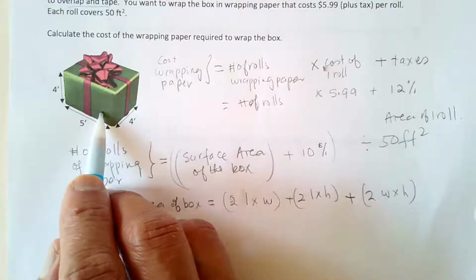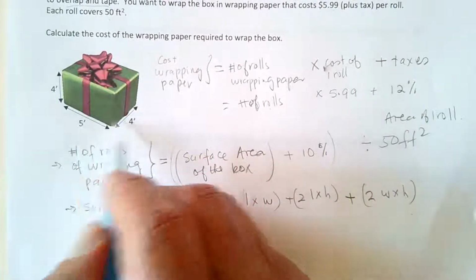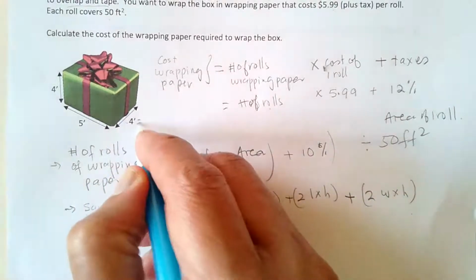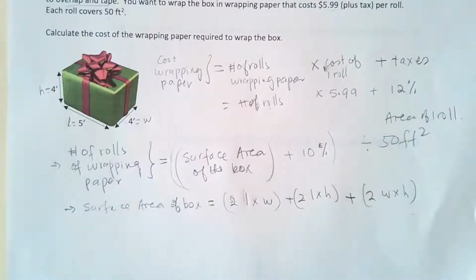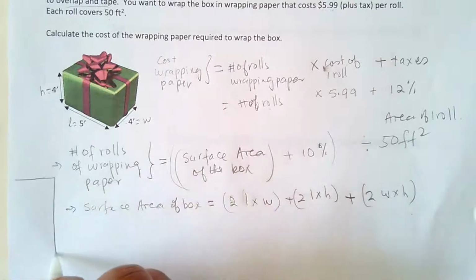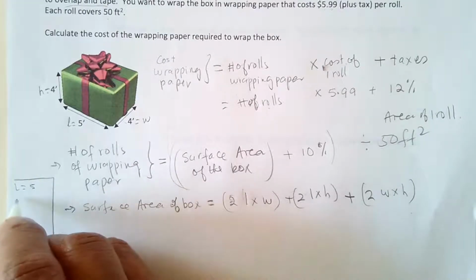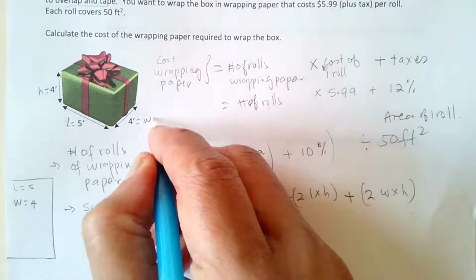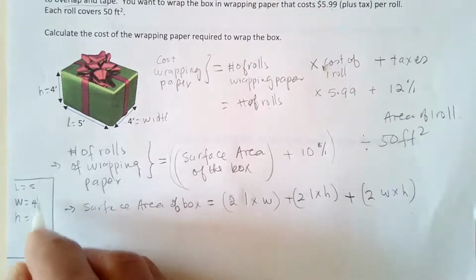Now we need to label. So we have the width, length, and height. So this is our width, 4. Your length is 5, and your height is 4. So we can indicate that here, put that aside to remind us what it is. So our length is equal to 5, our width is equal to 4, and our height is equal to 4. Now these are all in feet.